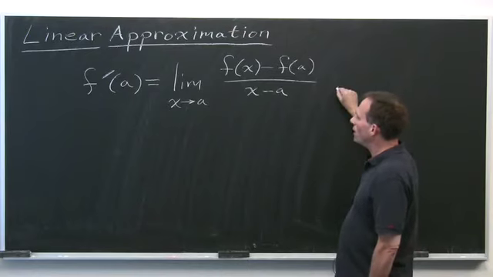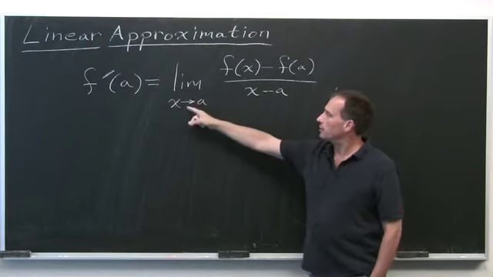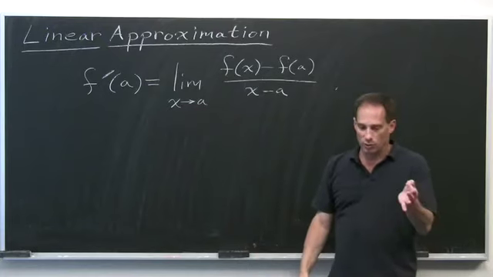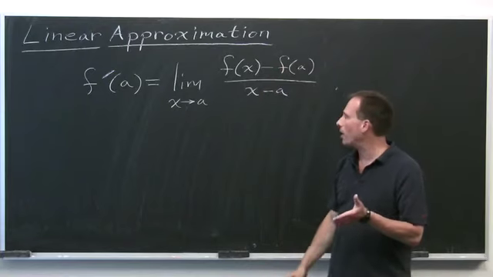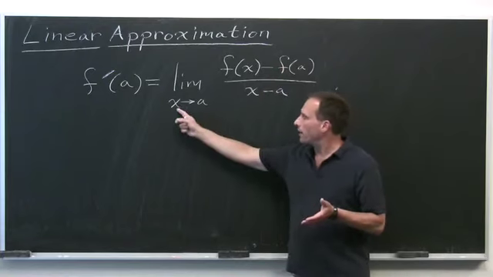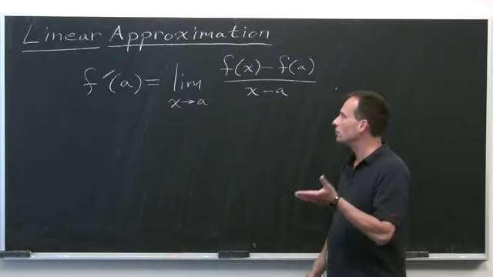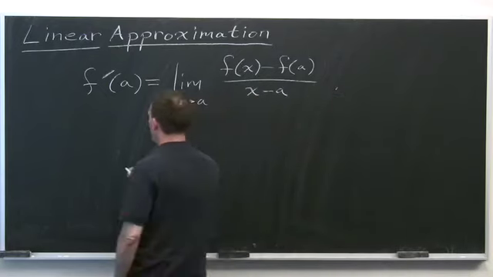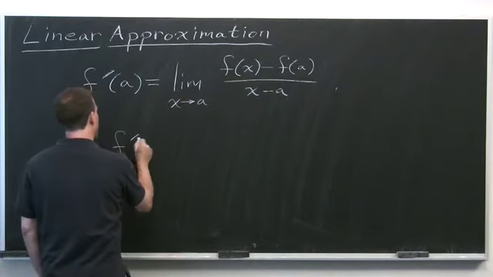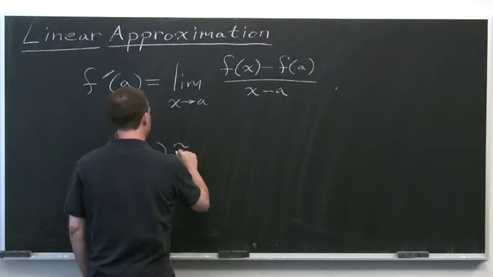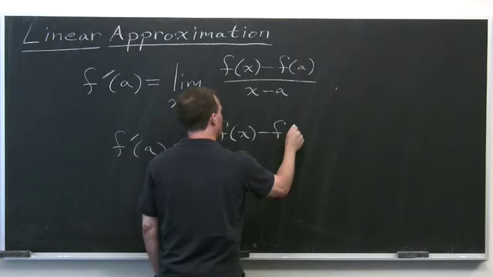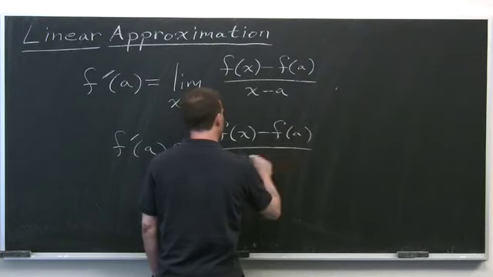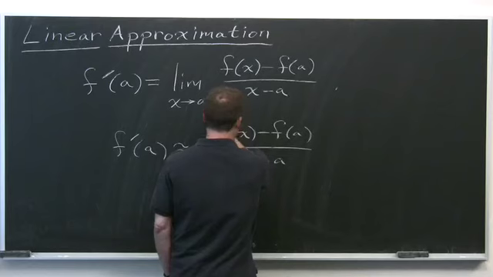So what does this mean? It means the limit as x approaches a. So you should think, oh, I can make this arbitrarily close to this thing called f prime of a by making x close enough to a. Fine. So what we think is, okay, well that means f prime of a should be approximately equal to f of x minus f of a over x minus a if x is close to a.